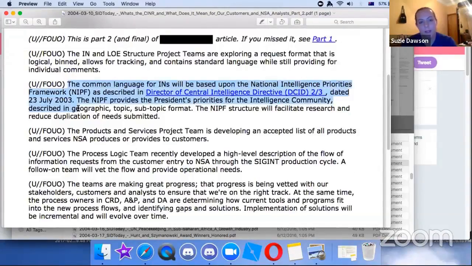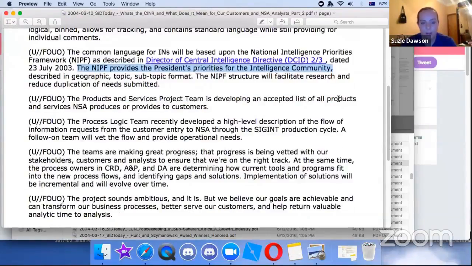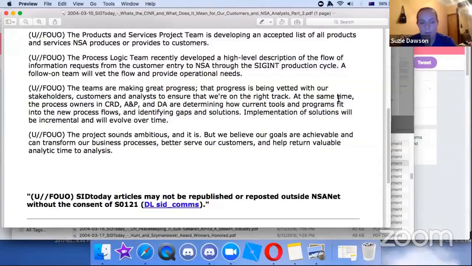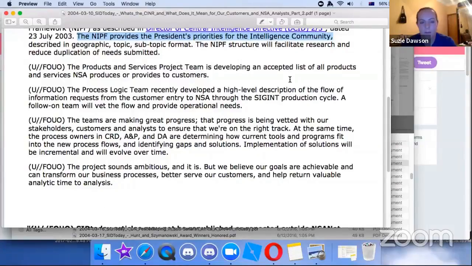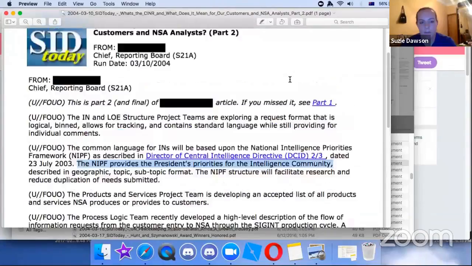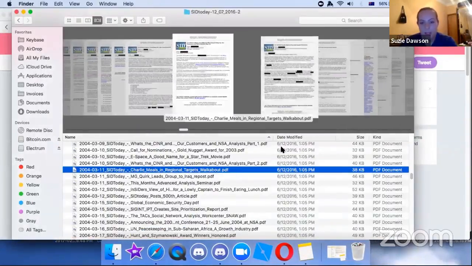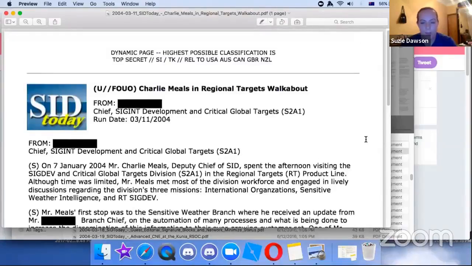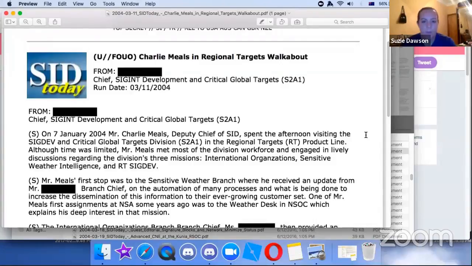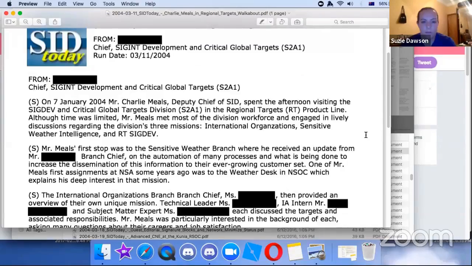I don't know if you guys have ever read one of these, the president's priorities for the intelligence community, as they describe it. They're very interesting documents. I'm constantly amazed at the business language, not just the business language, but the business prioritizing. They're very customer focused and so on.